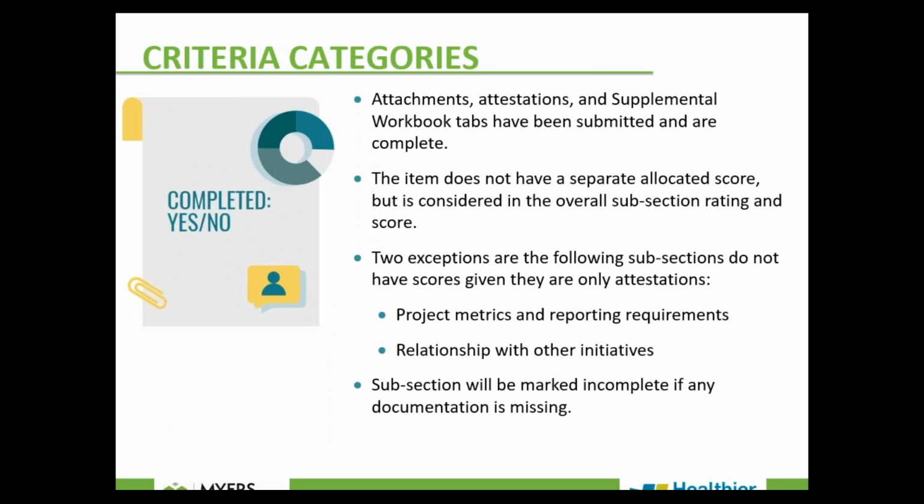So the next category is completed yes or no. This really applies to attachments, attestations, and supplemental workbook tabs that have been submitted. This item does not have a separate allocated score, but it's considered in the overall subsection rating and scoring. There are two exceptions that you'll note here on this slide: the following subsections do not have scores given because they're only attestations, and that includes project metrics and reporting requirements and relationship with other initiatives. Subsections will be marked incomplete if any documentation is missing.